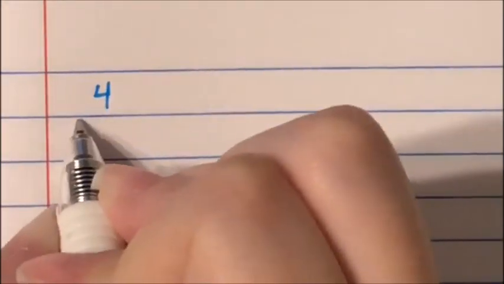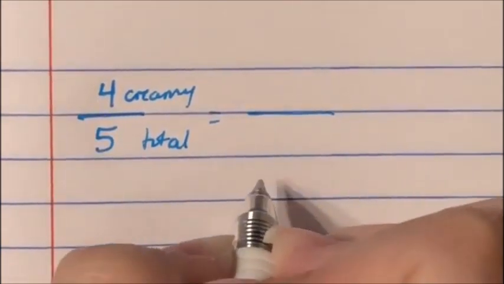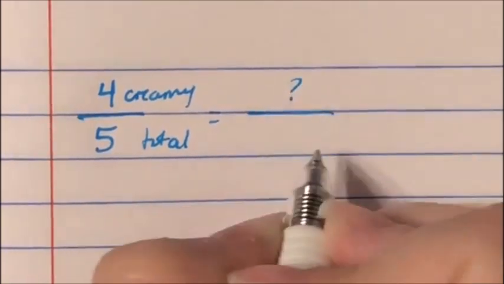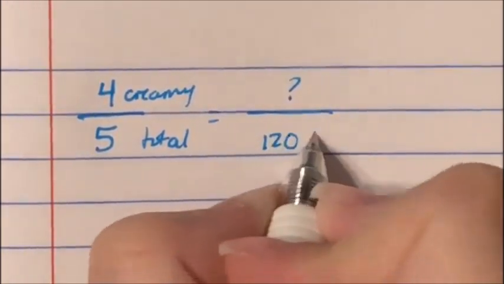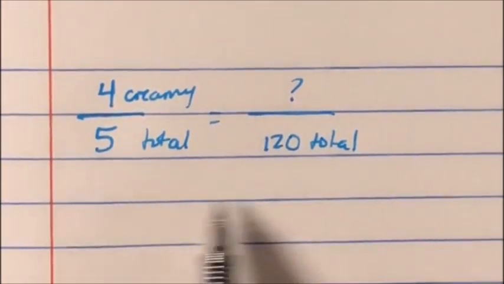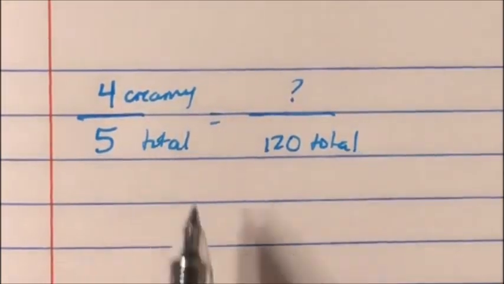So 4 out of 5, 4 people. So this is the 4, they preferred creamy. And this is my total. So this equals some value, what I don't know, over 120, because that's the total people that shopped at the grocery store. So I want to figure out 5 times what gives me 120. I can do that by dividing.